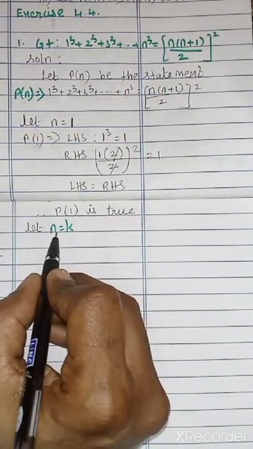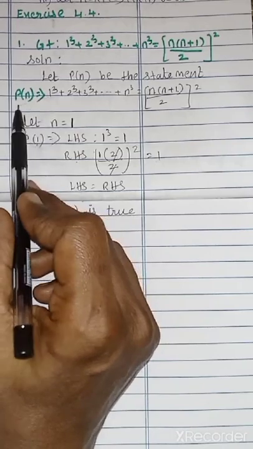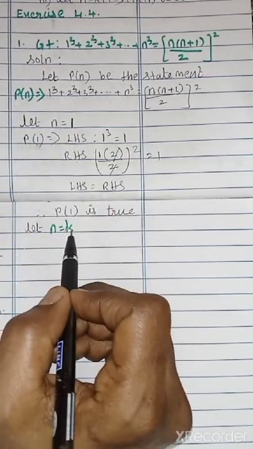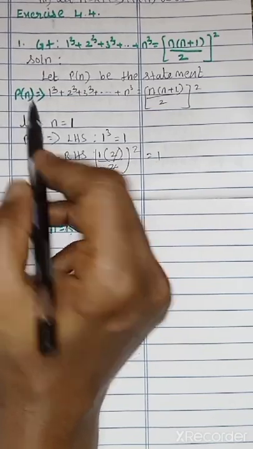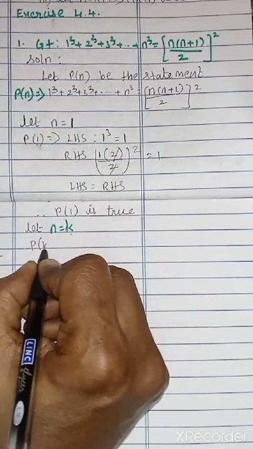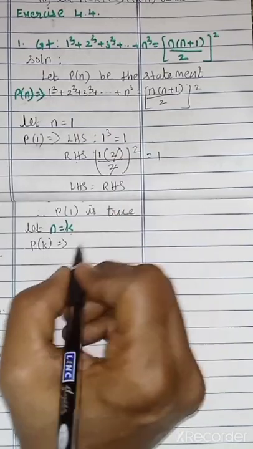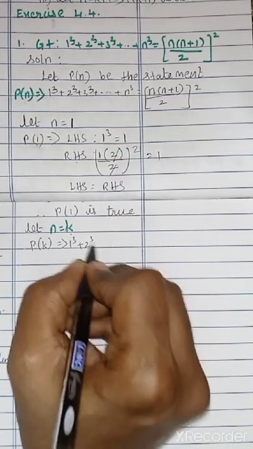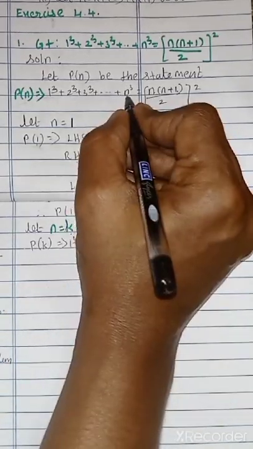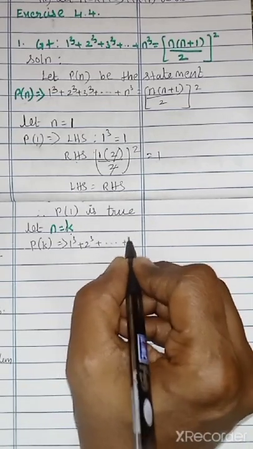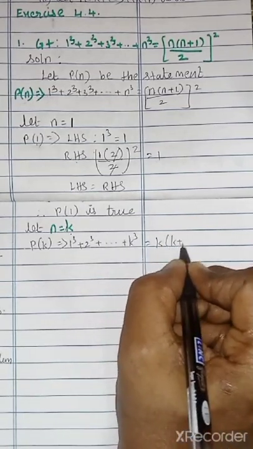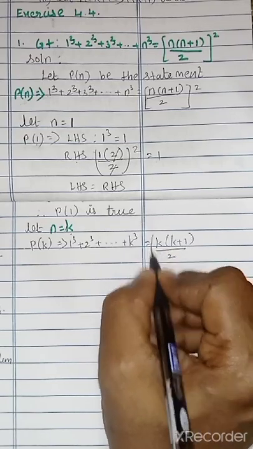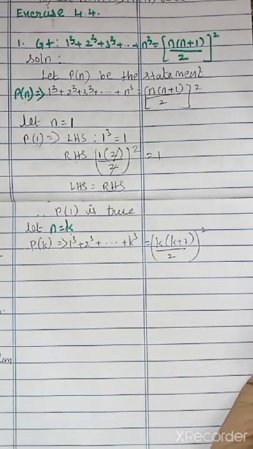Next we are going to let n equal to k. Instead of n, what are we going to substitute? k. So this whole equation will become P of k, which implies 1 cube, 2 cube, etc., up to, instead of n, what do we have to put? k. Plus k cube equal to k into k plus 1 by 2, the whole square. Correct? Yes.